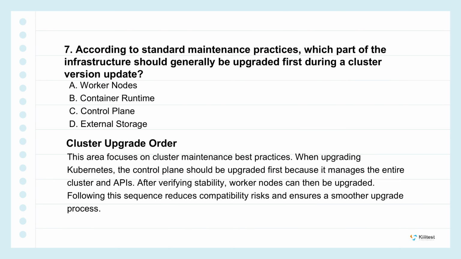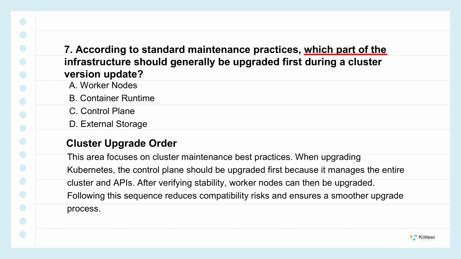Okay, staying on architecture, let's look at question 7. This one is about the sequence of operations. And this trips people up because it feels like a chicken and egg problem. Right, this is about upgrades. Yeah. The scenario says, according to standard maintenance practices, which part of the infrastructure should generally be upgraded first during a cluster version update? This is critical, because if you do it wrong, you can completely lose control of your cluster.